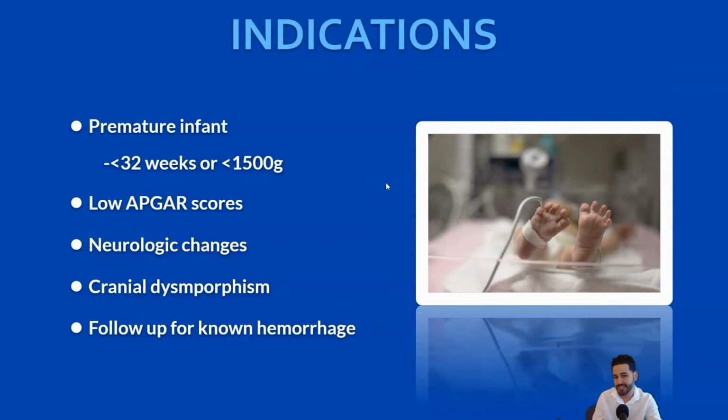All right, so indications for neonatal cranial ultrasound. Prematurity is probably the number one reason to do these exams. Any premature infant less than 32 weeks or less than 1,500 grams is at an increased risk for hemorrhage. Low APGAR scores, any neurological change upon admission or during admission, cranial dysmorphisms, so macrocephaly, microcephaly, cranial synostosis, and follow-up for known hemorrhages or other pathology.